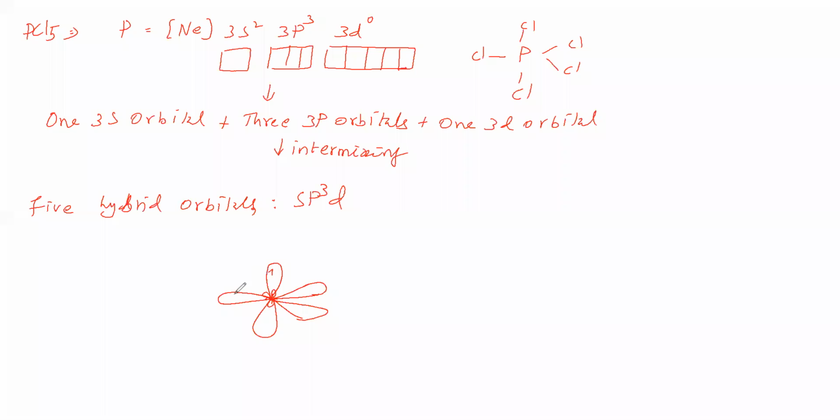Each hybrid orbital has one electron. The valence shell of phosphorus contains 5 electrons. Those 5 electrons we have distributed equally into all the hybrid orbitals.